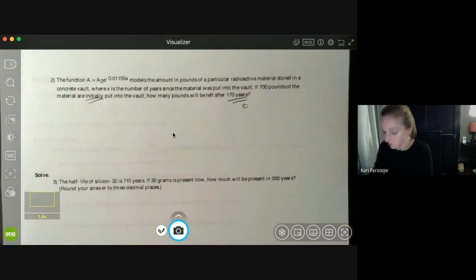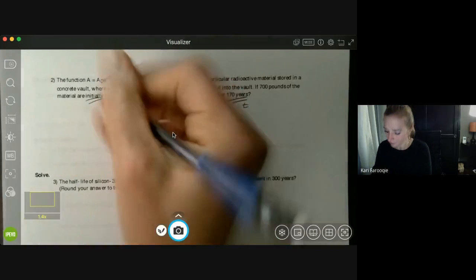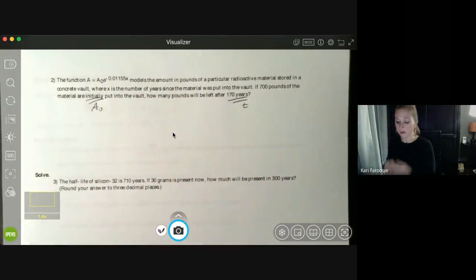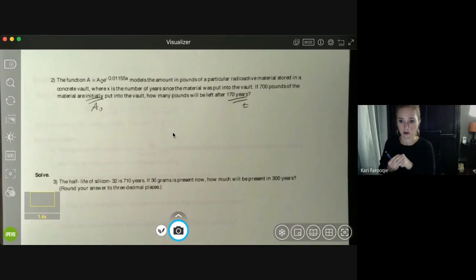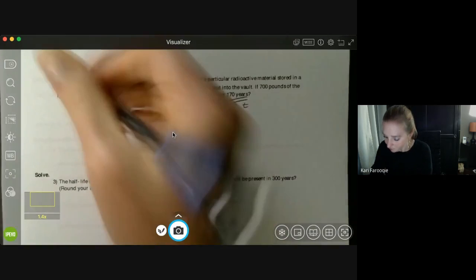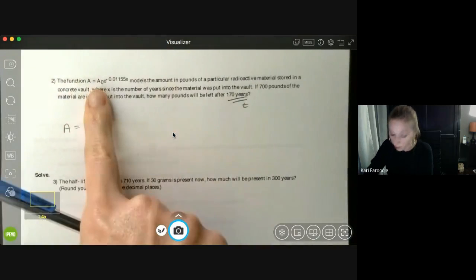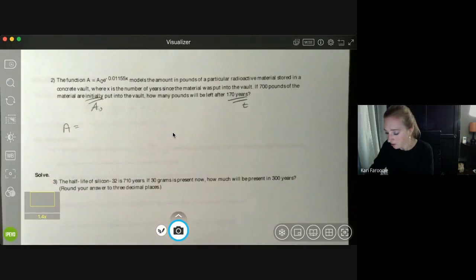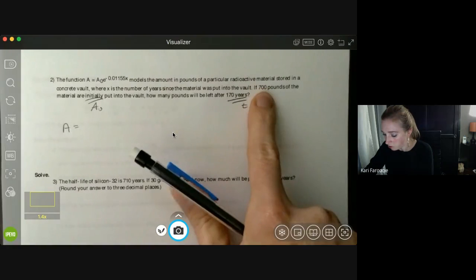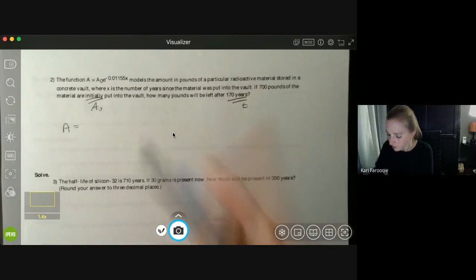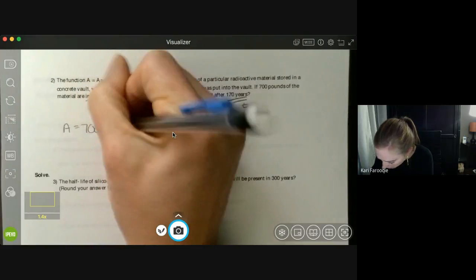Years represents time. That's going to be your T. So you should be picking out these values as you work your way through. So 700 pounds are initially put in the vault. How many will be left over after 170 years? So that is the final amount, A. So you have your equation. A sub naught is the initial amount that were put into the vault. Did I say account? I meant vault. 700. We've been talking so much about accounts.